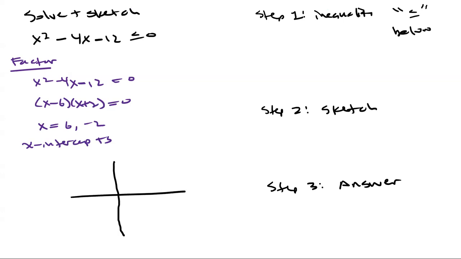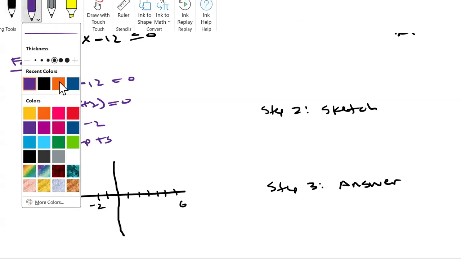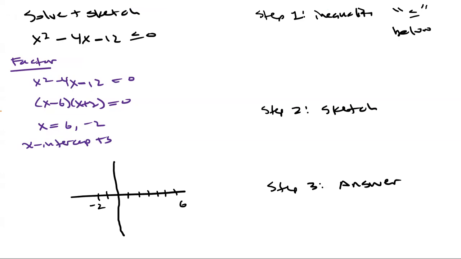The key part of this sketch is our x-intercepts. We have them at negative 2 and at 6: 1, 2, 3, 4, 5, 6. Those are the key points here. As I just mentioned, this is a happy parabola because the leading term is positive, so I'm going to draw my parabola opening up. Again, I'm just doing a sketch. I don't know where the vertex is, and it doesn't matter right now. All I want is a sketch of this.